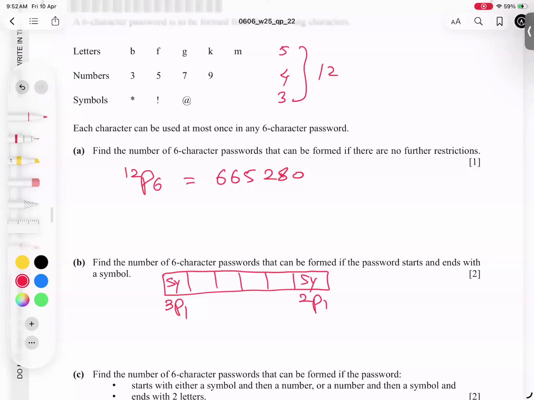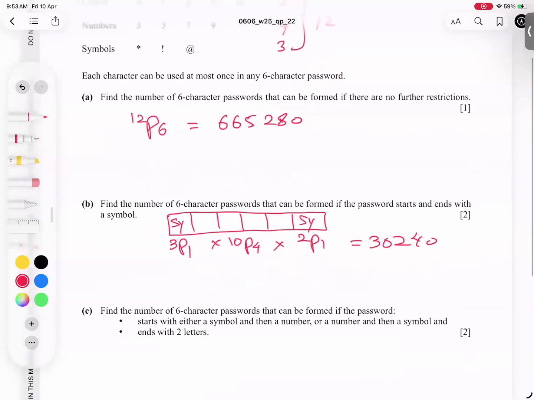Now I think it is clear, but he emphasizes the first and last symbol. But what about the third symbol? The third symbol can join the other 9 letters. So 9 plus 1, 10. So these 4 positions can be filled with 10P4. I think the point is very clear, and I'm going to type in the calculator 3P1 into 2P1 into 10P4. And the answer turns out to be 30240.